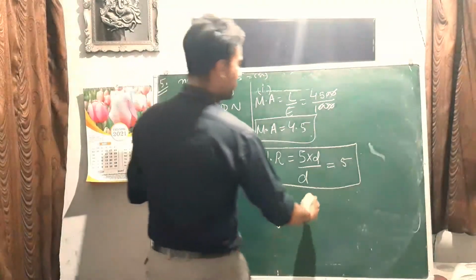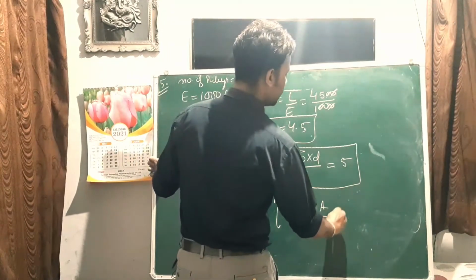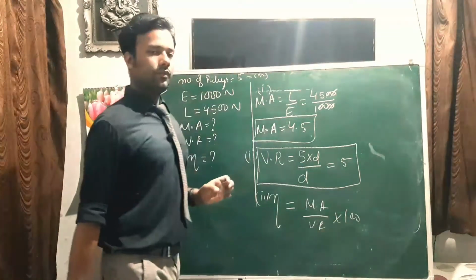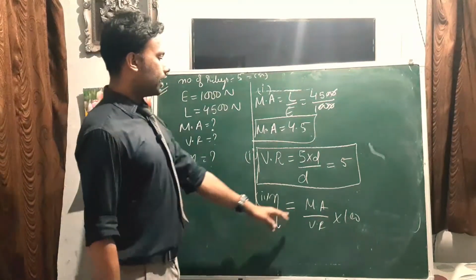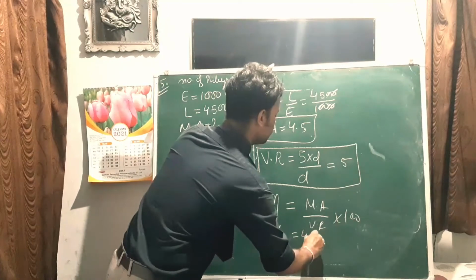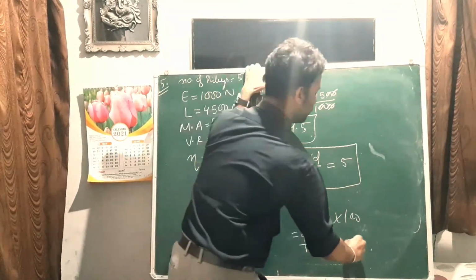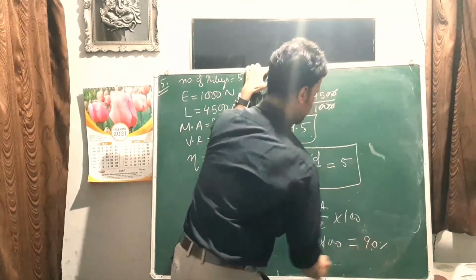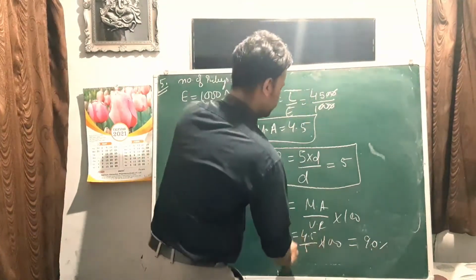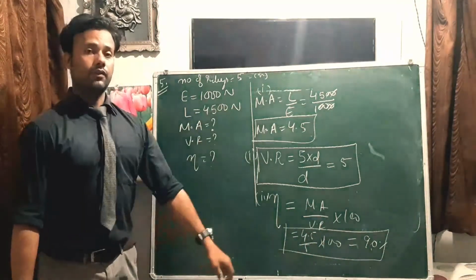Efficiency was mechanical advantage upon velocity ratio into 100, right? So when you solve it, mechanical advantage is 4.5, VR is 5, into 100. So when you solve it, you'll get 90%. So this is your fifth numerical, right?